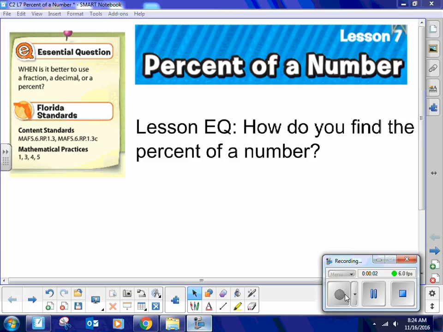Today we are starting Chapter 2, Lesson 7, percent of a number. The essential question that we have been asking is, when is it better to use a fraction, a decimal, or a percent? Really, that is completely up to the person trying to describe the situation at hand.